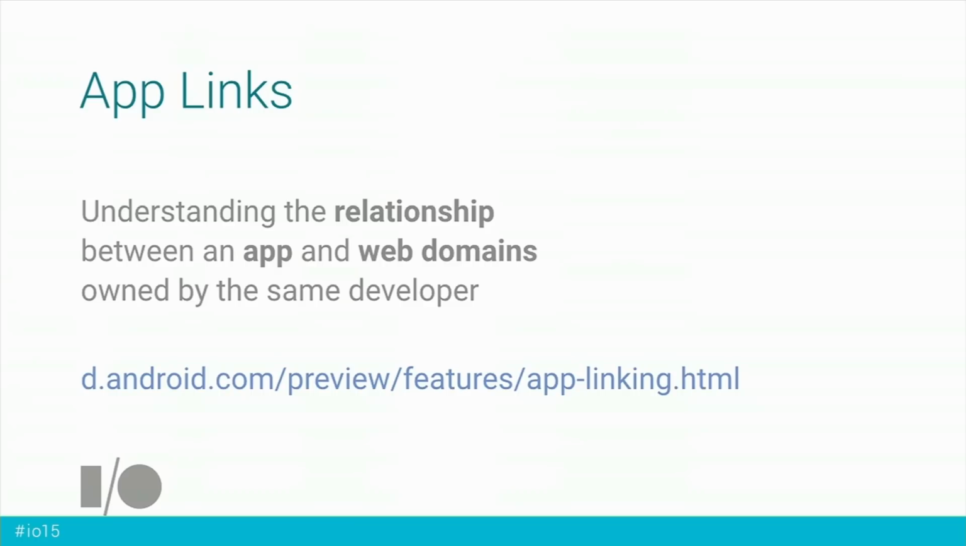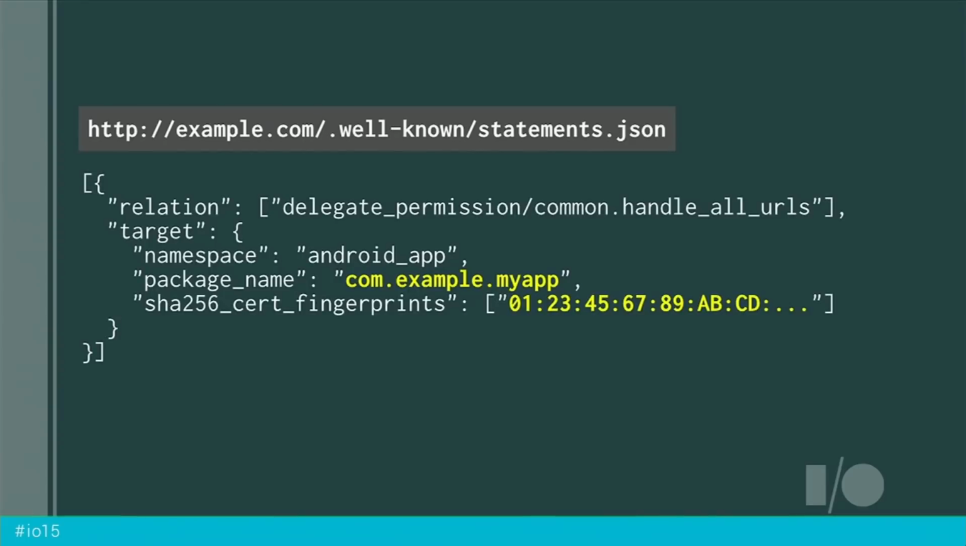But sometimes you have an app and you have a domain, and they're owned by the same developer, and that relationship is stronger. And so app links are about understanding that relationship. And we've got documentation about this on the preview site as well. So the way that you establish the link that we saw in the keynote, where a URL goes directly to your app if you also control that domain, is you're going to have two files. One, you're going to have a statements declaration. We put that on the website in a well-known location, specifically .well-known.